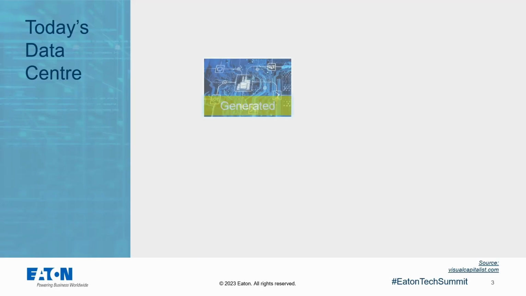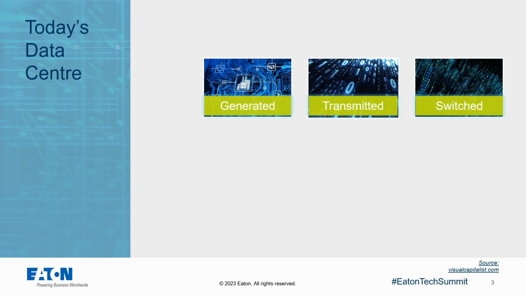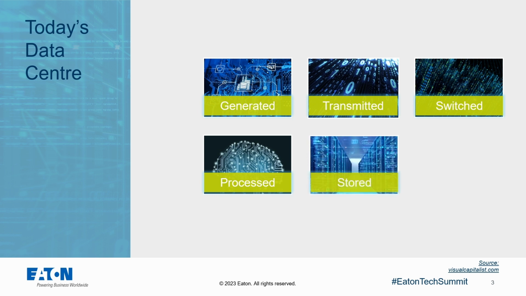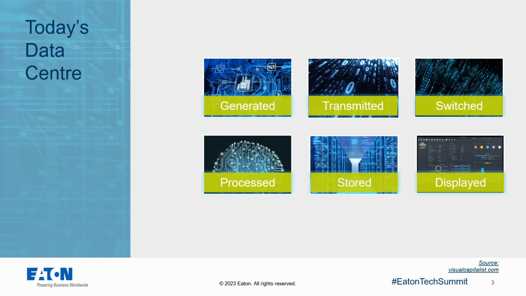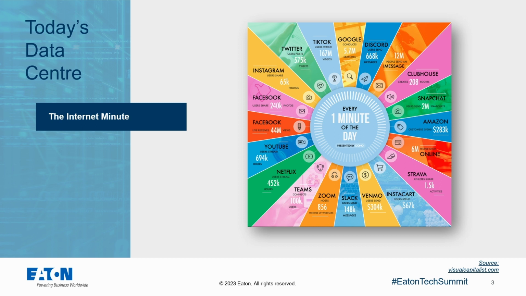So in today's data center, as we all know, data is generated, transmitted, switched, processed, stored, and of course, at the end of the day, displayed. And just out of interest, the internet minute for somebody like Google looks like 5.7 million searches in 1 minute. The chart shows there's a lot of data going through a data center, and in the future, the rate's going to expand.